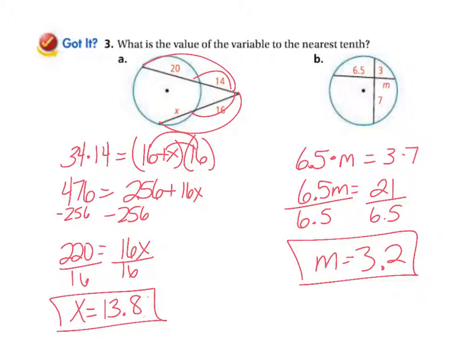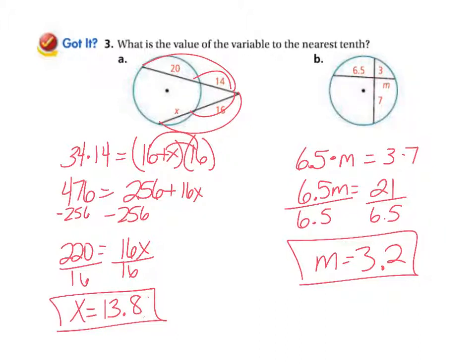All right, here's what I've got. They said round to the nearest tenth, so I ended up with a 13.8 and a 3.2. I did feel like this was a little bit confusing here. I started off and did 6.5 times 3, but after looking at this more closely, this is the 3, this is the m here. So you do the same segments multiplied, so it'd be 6.5 times m equals 3 times 7.